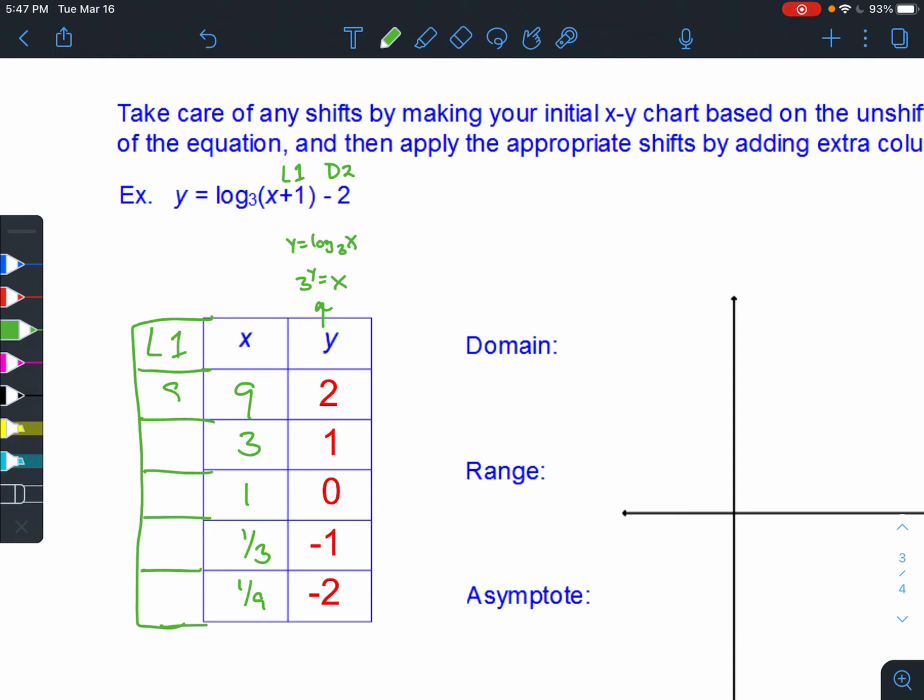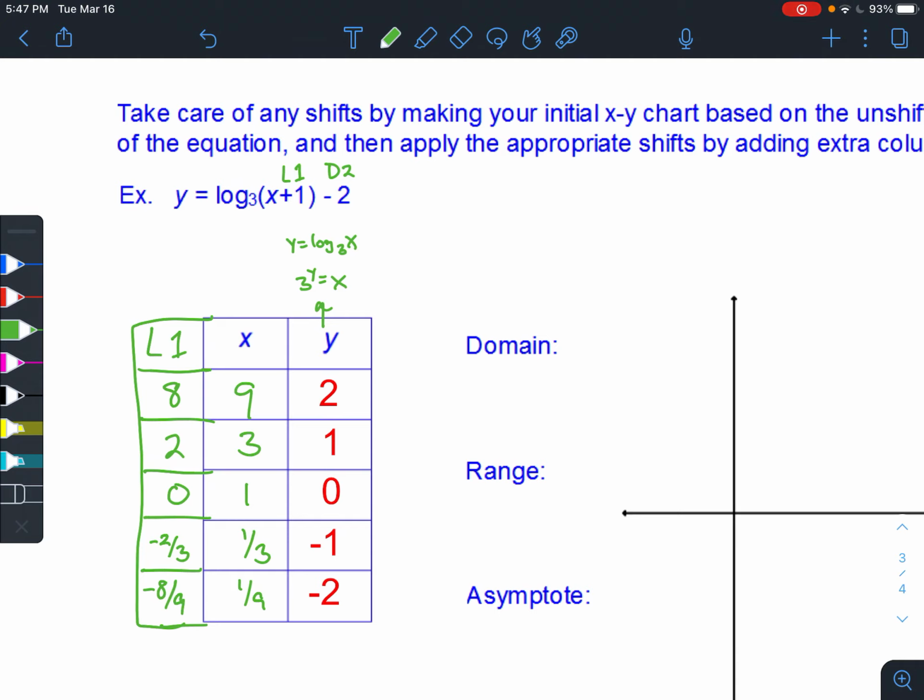But subtracting 1 off of 9 is easy. That's 8. 3 minus 1 is 2. 1 minus 1 is 0. And then the 1/3 minus 1, well, that's negative 2/3. And then the 1/9 minus 1 is a negative 8/9. Okay, again, make sure you ask me if you're not sure what I just did.